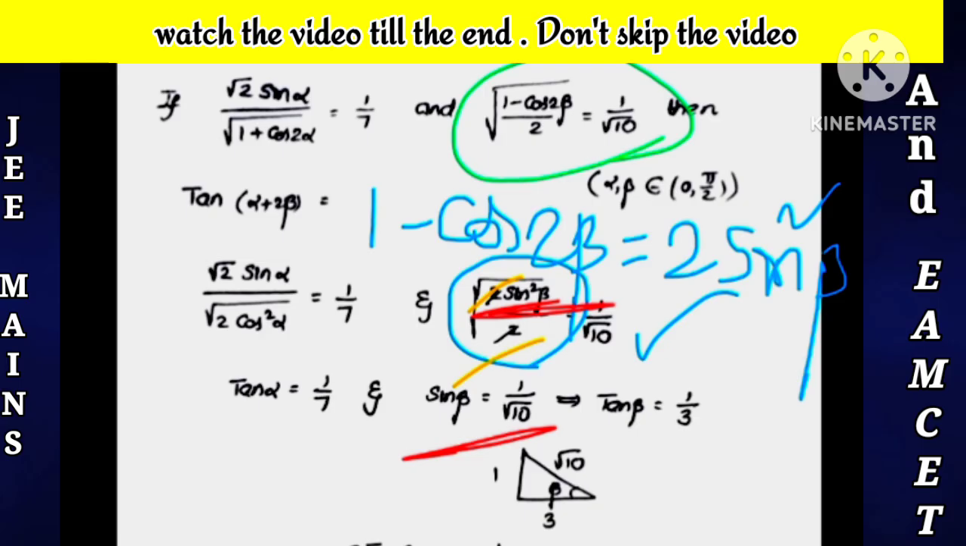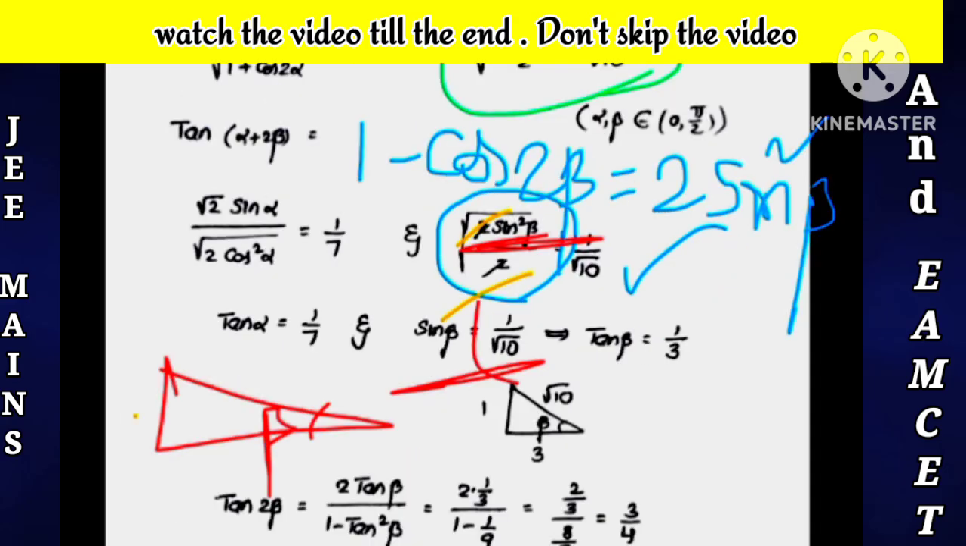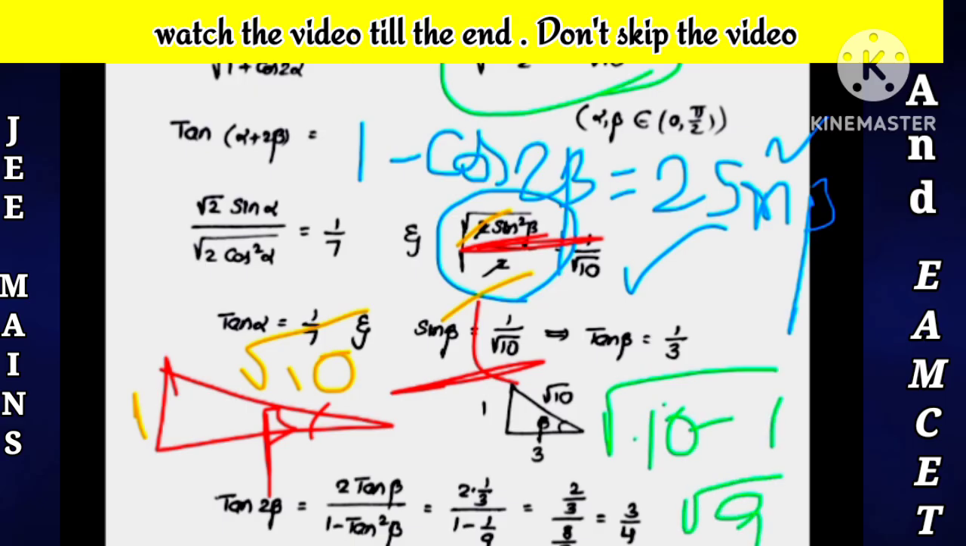From this I am taking the tan beta value. What is tan beta? Draw the right angle triangle here. This is beta. Sin beta is equal to 1 by root 10, meaning opposite by hypotenuse. Now find the adjacent side. Adjacent is square root of (hypotenuse square 10 minus side square 1), that is root 9, and that is equal to 3.